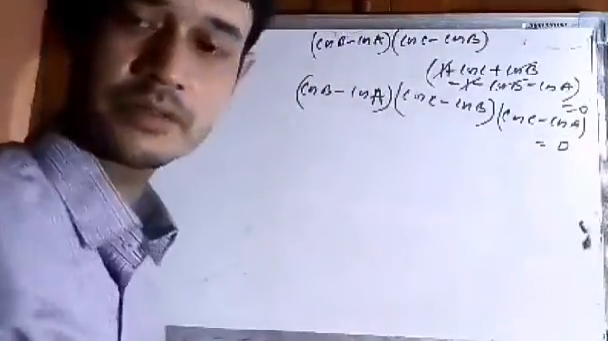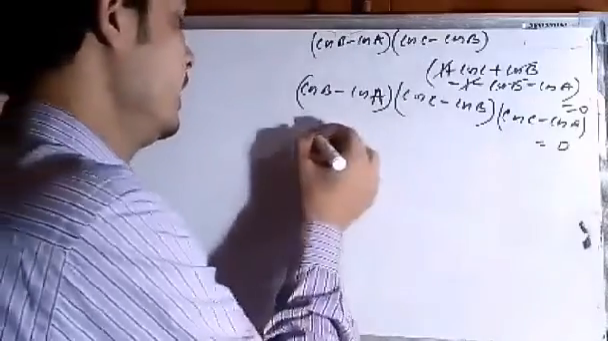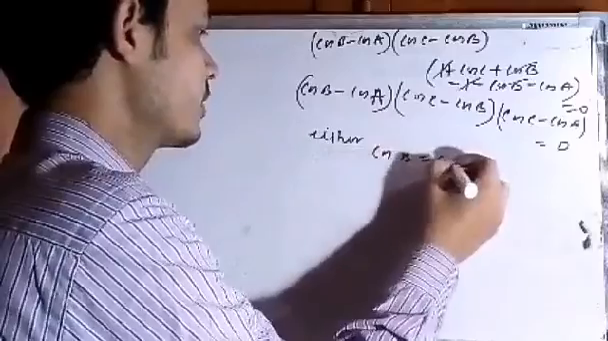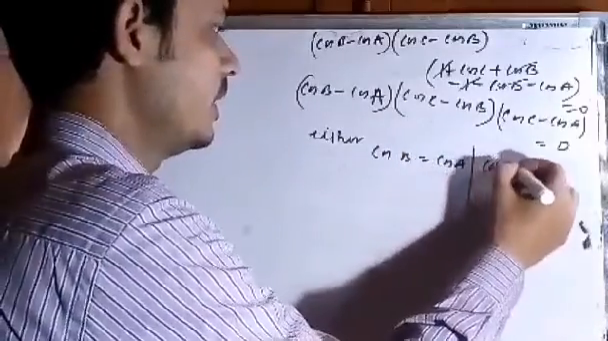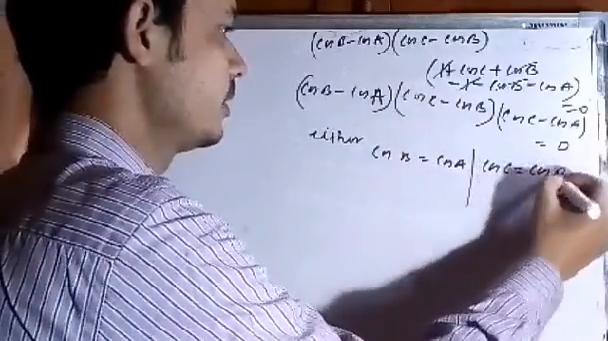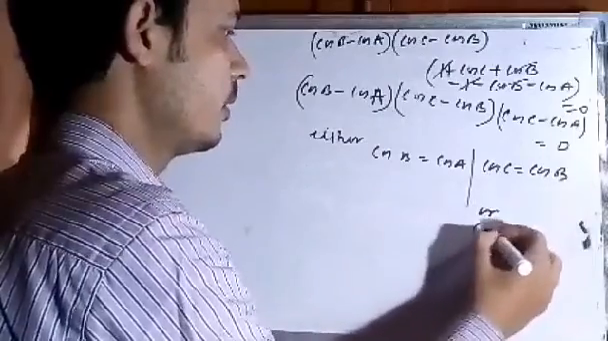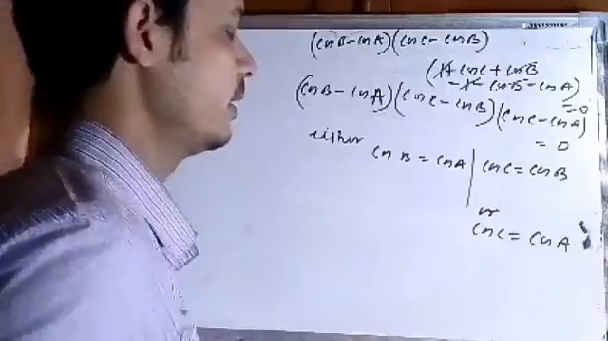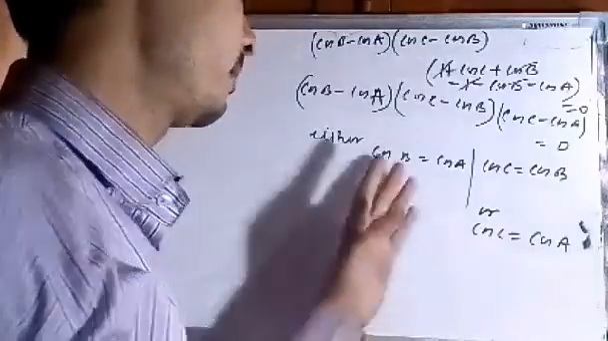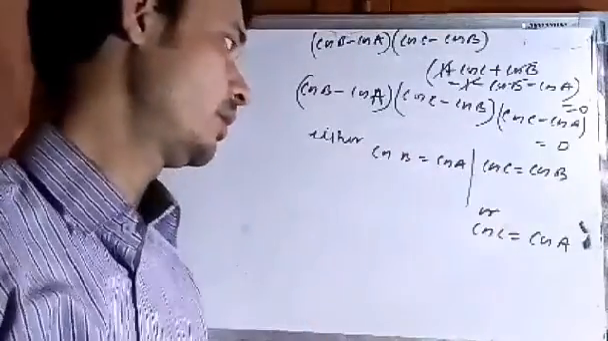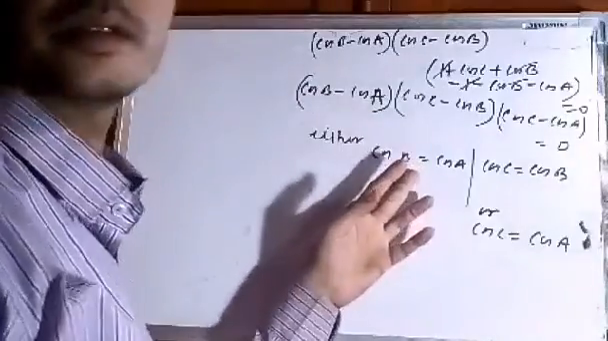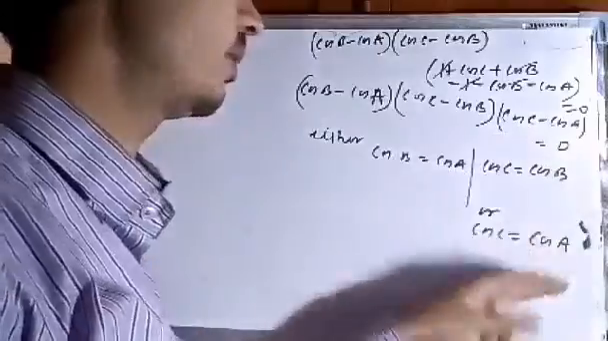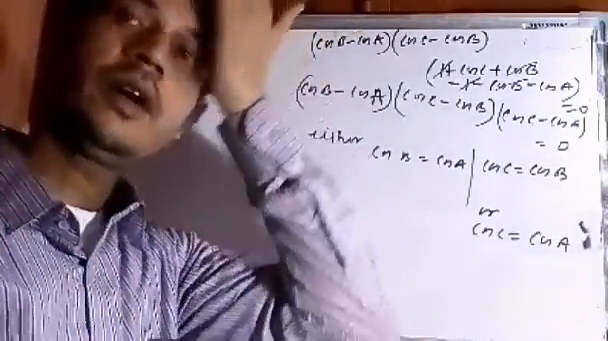Now this is the product of three terms equals 0. So we have either cos b equals cos a, or cos c equals cos b, or cos c equals cos a. So any one of them must be equal to 0. If we take this one equal to 0, this result will be obtained. If we take this one equal to 0, this result will be obtained. And if we take this one equal to 0, this result will be obtained.